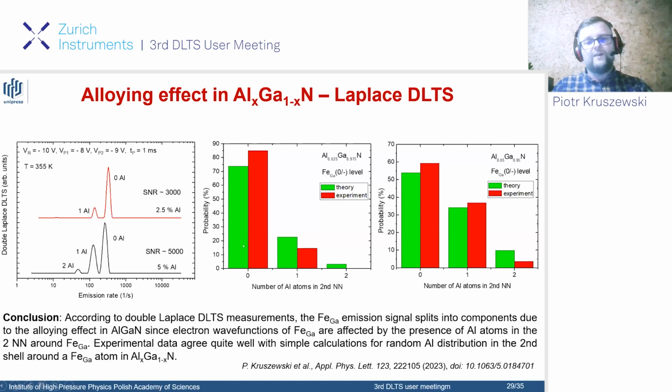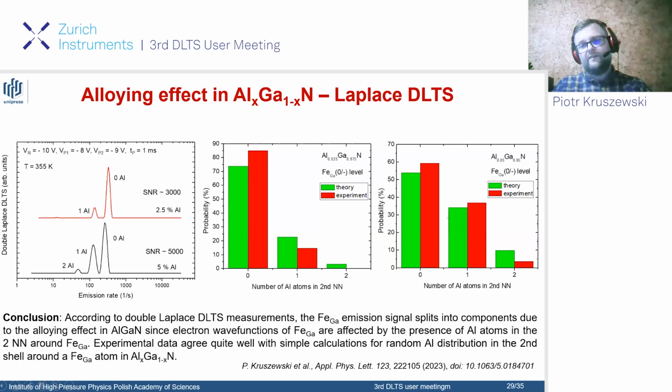And we calculated the theoretical values, the probability of finding a given number of aluminum atoms in the second nearest neighbor, and you can see that the theoretical values are in very good agreement with the experimental data. Experimental data, I mean the amplitudes taken from Laplace DLTS. If you divide the amplitude, for example, for this peak by the total amplitude of the signal, you will get the probability of finding that 2 aluminium atoms are present in the second nearest neighbors. Yeah? So in the case of the 2.5% sample, this agreement maybe is not perfect.